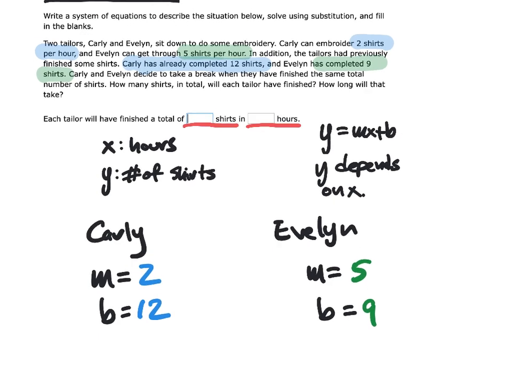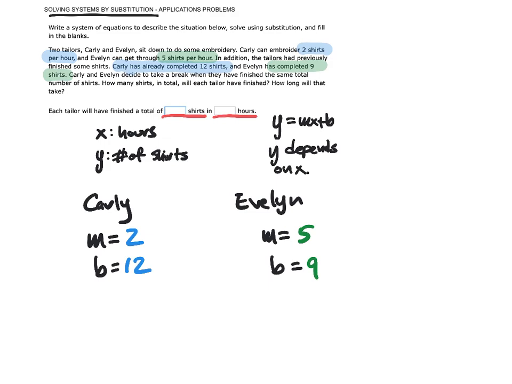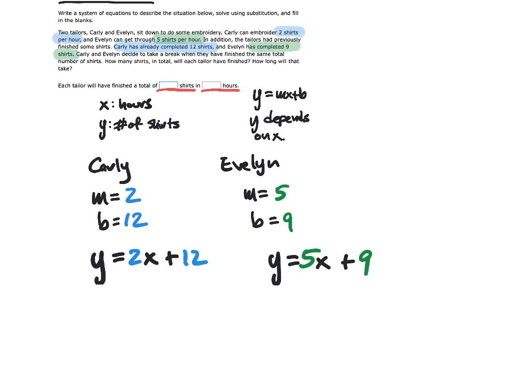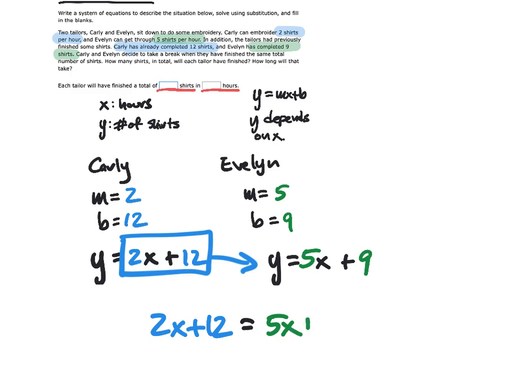So now we can set up 2 different equations. For Carly, y is equal to 2x plus 12. And for Evelyn, y is equal to 5x plus 9. These are my 2 equations, and now we can set them equal to each other and use substitution to solve. I'm going to take 2x plus 12 and substitute it into the y value of our other equation. So we get 2x plus 12 is equal to 5x plus 9.